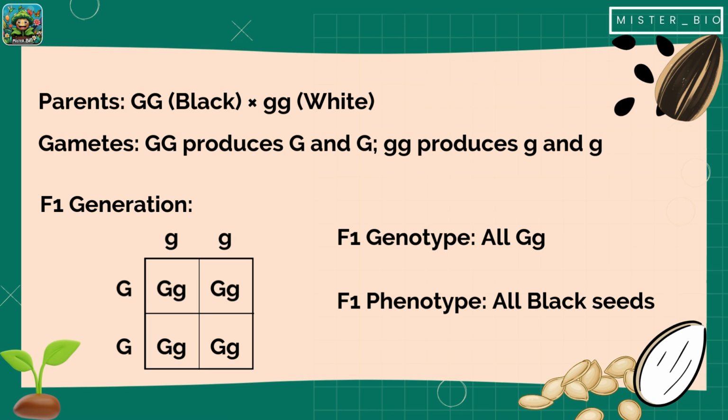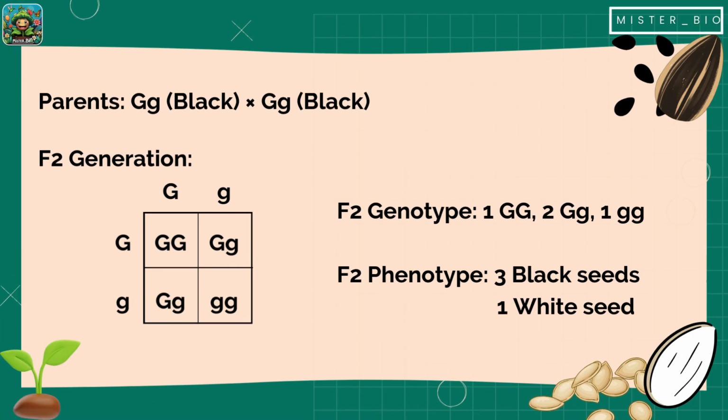So for the F1 generation or the F1 genotype, we will have all heterozygous, which is represented by uppercase G and lowercase g. And then for the phenotype, since we have the uppercase G, which is dominant, the F1 phenotype will be all black seeds.